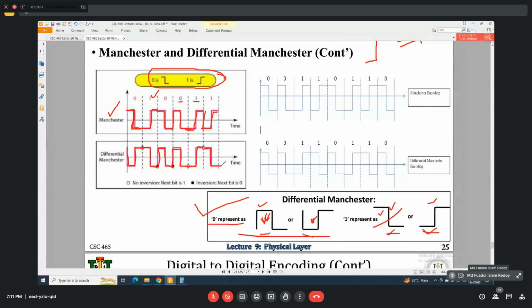I mean the Manchester and differential Manchester encoding. It's easy if you're practicing at home, and if you are learning and memorizing the symbols, then it's easy to draw, whatever the data is.